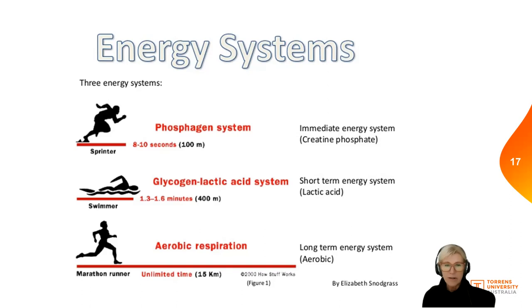So we're going to go through each of these systems: the PC system, the phosphate system, the lactate system, which is also part of the anaerobic system, sometimes called the glycolytic system because it's predominantly using glycogen, the stored form of glucose. And we also have the aerobic system, which means it's using oxygen, and it goes through the Krebs cycle, the citric acid cycle, etc.